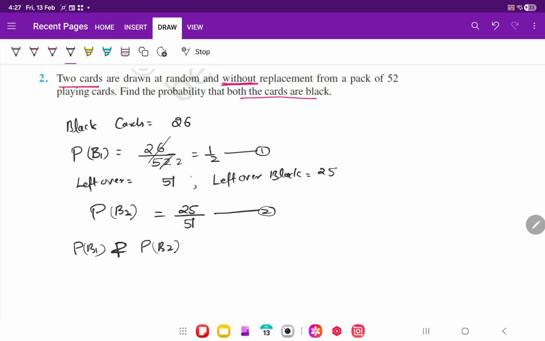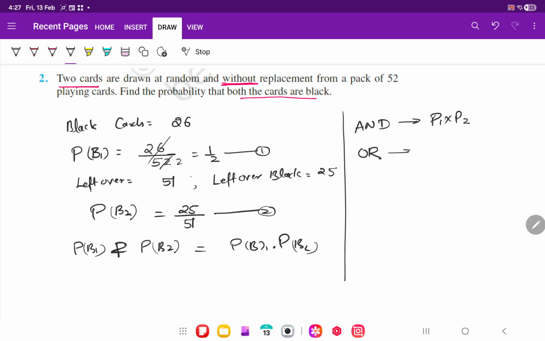So whenever we have 'and', this and that, we always multiply. This is the law of multiplication. If you remember, whenever there is 'and' in probability, then we multiply. For both probabilities, we have to multiply. If we use 'or', then probabilities are added. So this is the fundamental law of addition and multiplication.